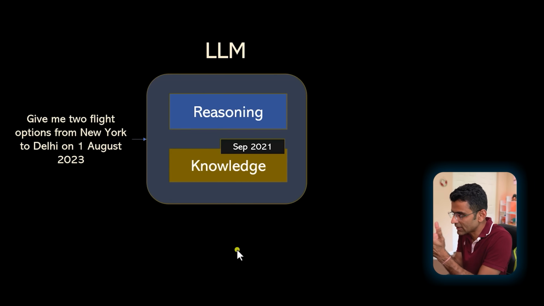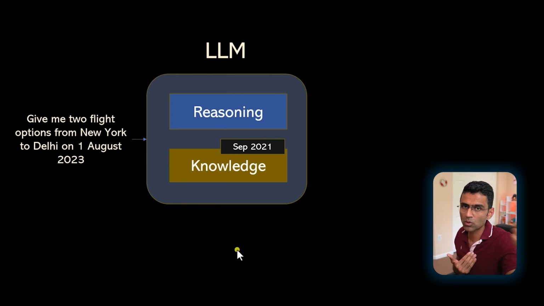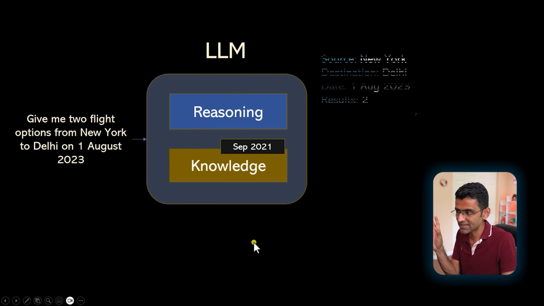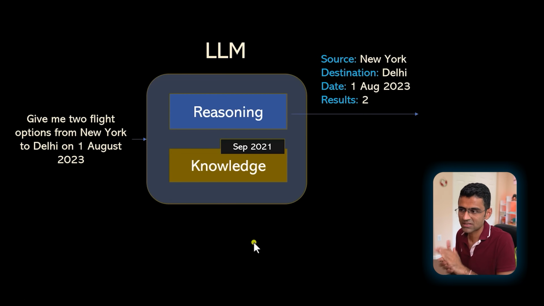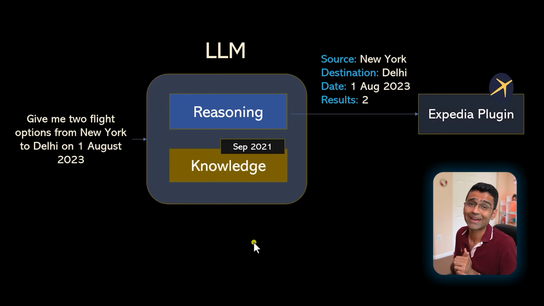See, as a human, when we look at these questions, what do we think? Let's say your friend asks you this question, and let's say you are that reasoning engine. You go to Expedia, and in the source, you will put New York. Destination, you will put Delhi. Date, you will put 1st August. How can you do that? Because you have that reasoning engine in your brain. Similarly, an LLM has a reasoning engine using which, from that sentence, it will figure out source is this, destination is this, and it will call the Expedia plugin, and that will return the response back.